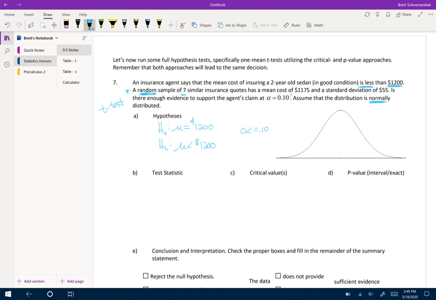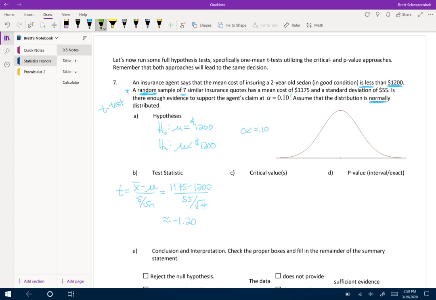So for the t-test statistic, we will be saying t is equal to x bar minus mu over s over root n. We just have to fill in the numbers. So the mean cost of the quotes was $1,175. We need to subtract 1,200 and divide by s divided by root n. Okay, in this case, we do a little bit of calculations. We're going to get negative 1.20. So that is going to be our test statistic.